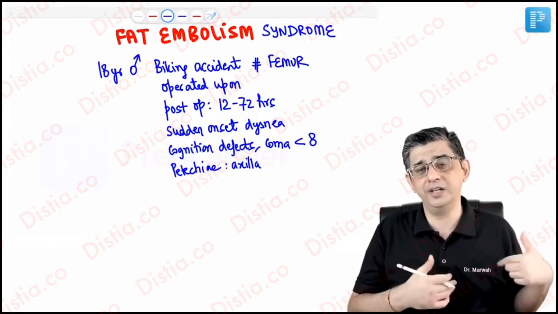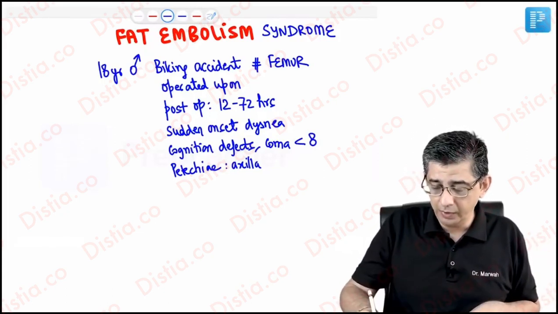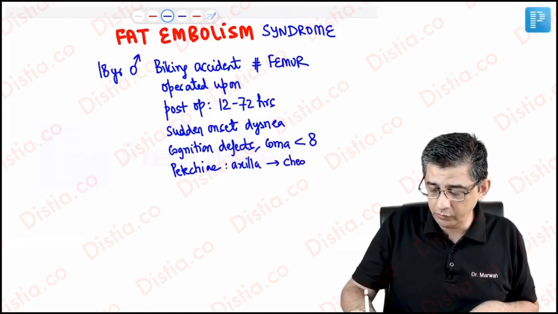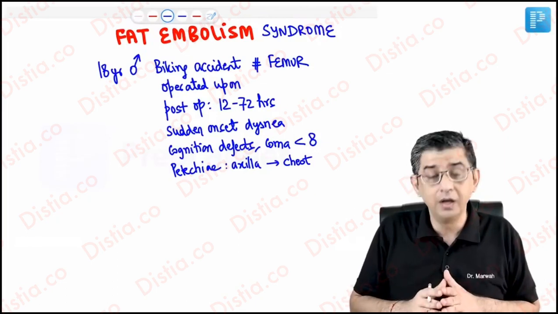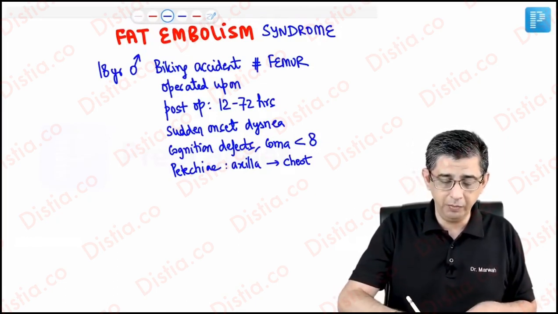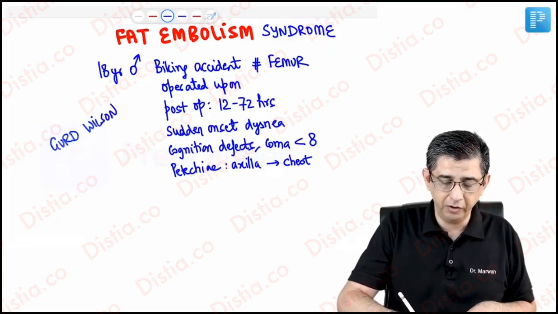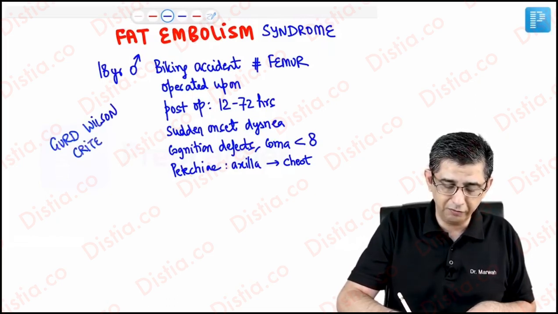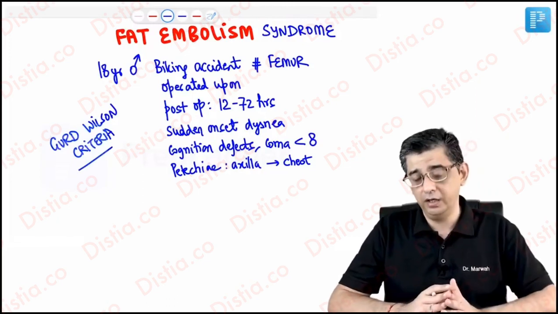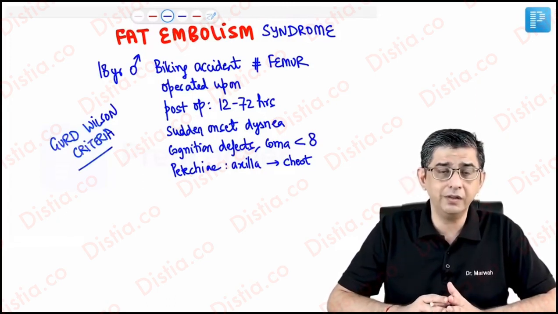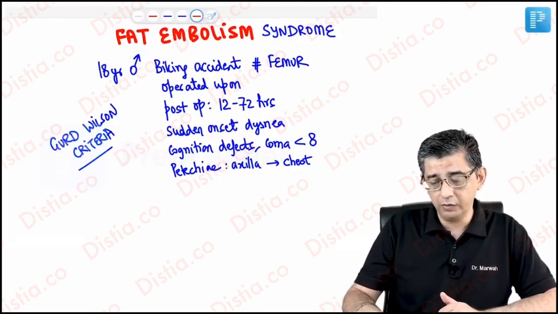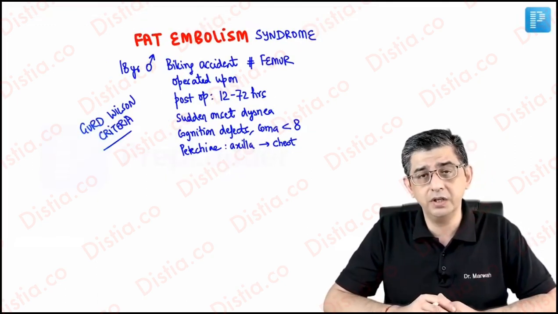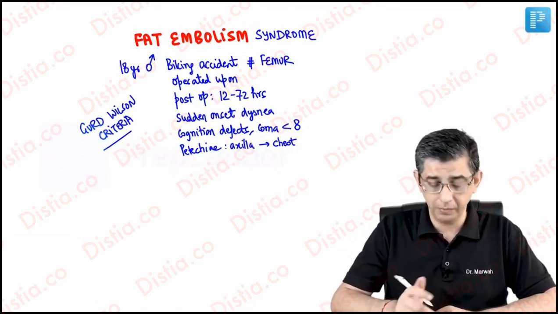So you may not actually examine the axillary area of the patient, but subsequently these petechiae will spread all over, including over the chest, in the front, back, and even on the extremities as well. Well, as I said, what I'm describing before you is technically called the Gurd-Wilson criteria for diagnosis of fat embolism syndrome. And while describing these, I also want to say that you must be very, very careful while attempting the MCQ, because one of the important differential diagnoses of this condition is pulmonary thromboembolism.